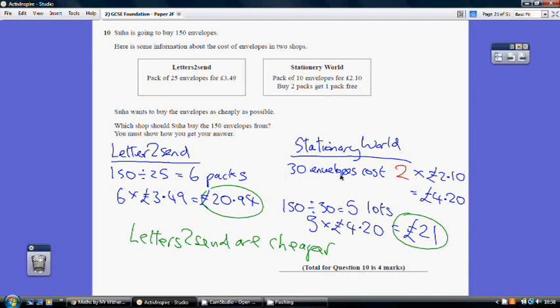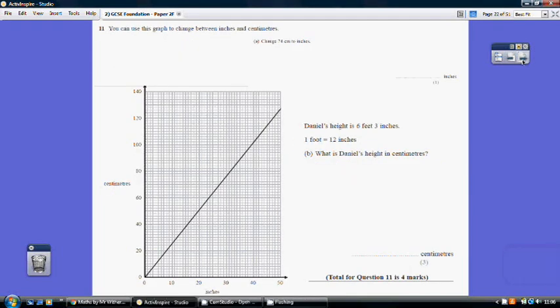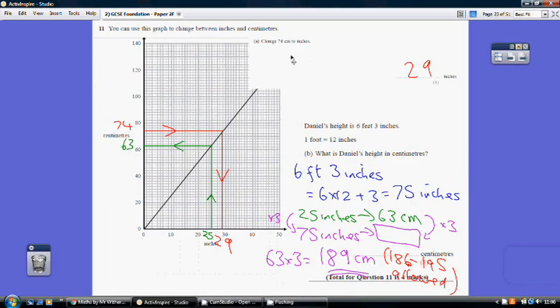So if we consider question 11, part A: change 74 centimetres to inches. Centimetres are on the y-axis. Find 74, but be careful with the scale. Every baby square is 2, so 74 is here. Go along, hit the conversion graph, go down and take a reading, and down here every baby square is 1, so that's 29.